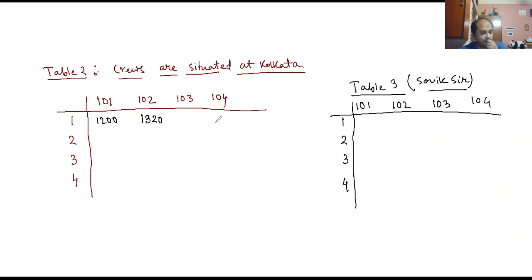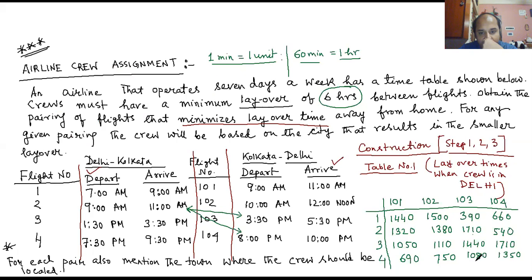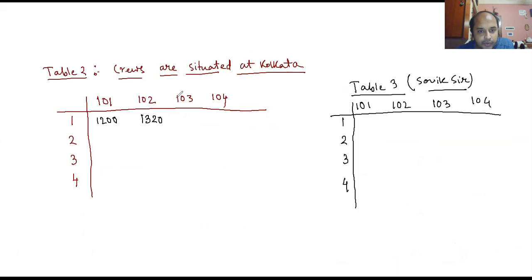Now next. 1320. Okay. Yes, 11 AM to 9 AM. 11 AM to 11 AM is 24 hours, and 2 less is 22 hours. So 22 into 60, yes, 1320. Okay, fine. Then the next is 1590.